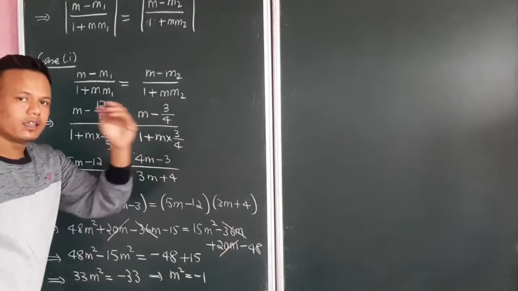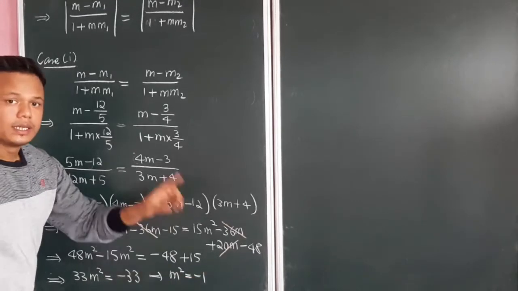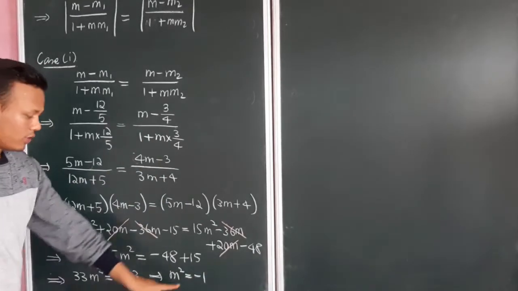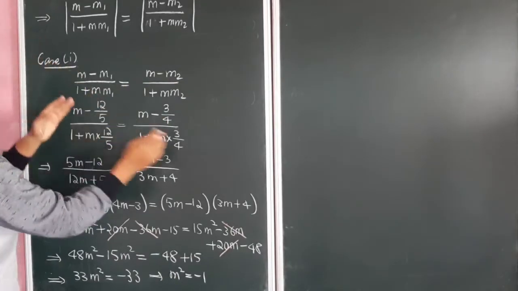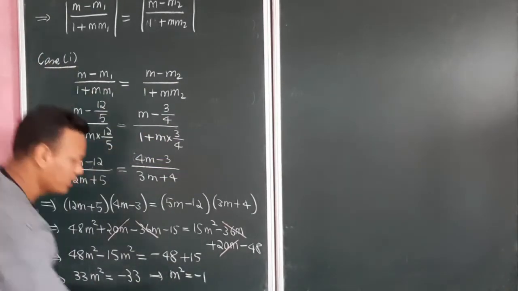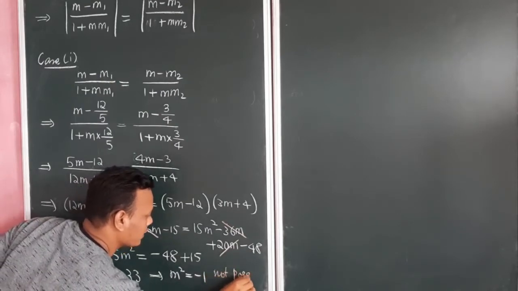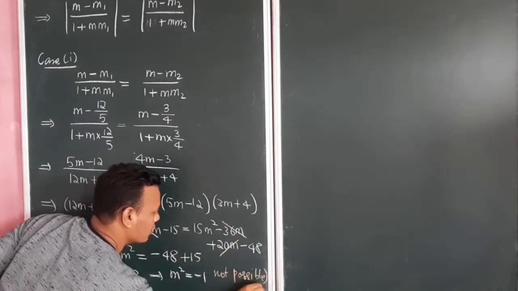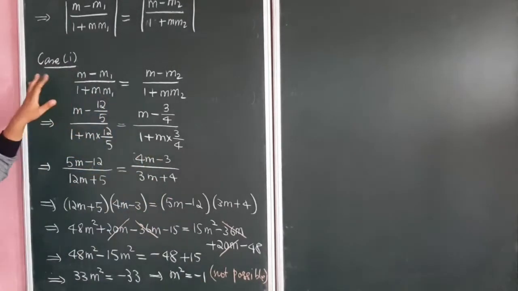Now, m square. The square of any number has to be always positive, but here it is turning out to be negative. So that's why I cannot take this case. Okay, so case 1 is failing here. So you will write not possible in the bracket. It is not possible, because the square of any number cannot be negative. So case 1 fails here.